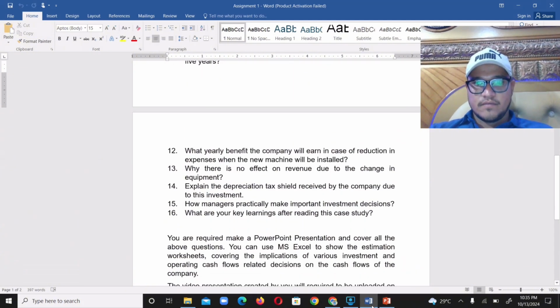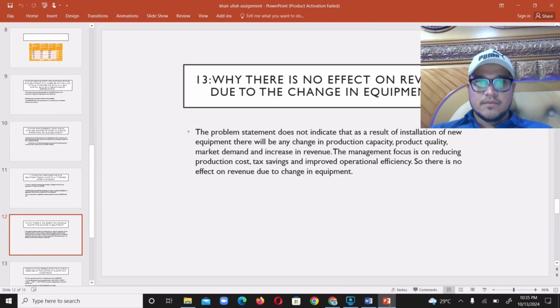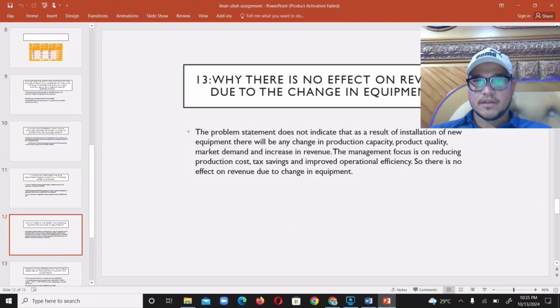We go to question number 13. Why is there no effect on the revenue due to the change in equipment? The problem statement does not indicate that as a result of installation of new equipment, there will be any change in production capacity, product quality, market demand, and increase in revenue. The management focuses on reducing production costs, tax saving, and improving the operational efficiency, so there is no effect on revenue due to change in equipment.